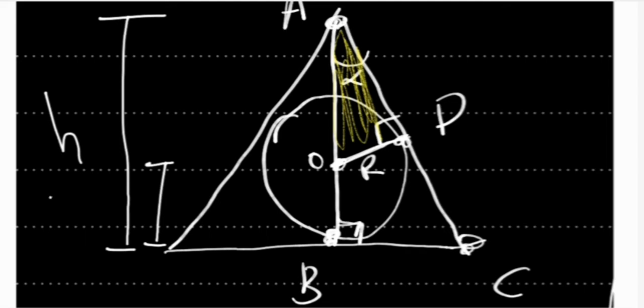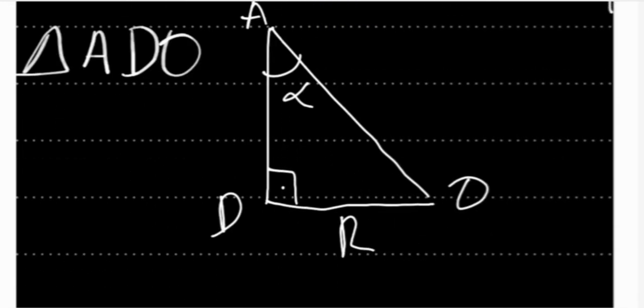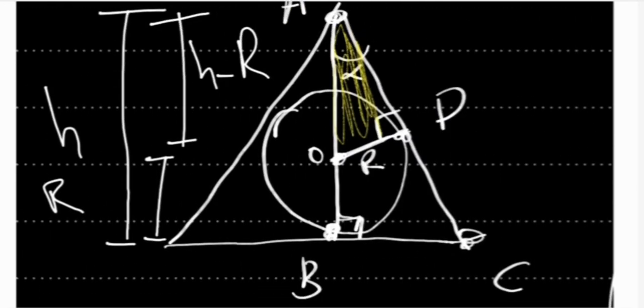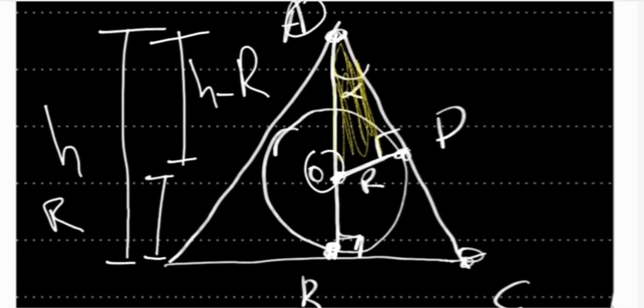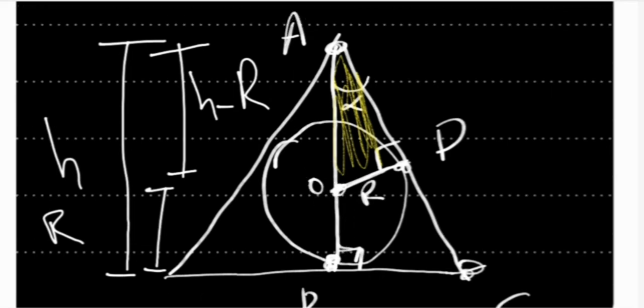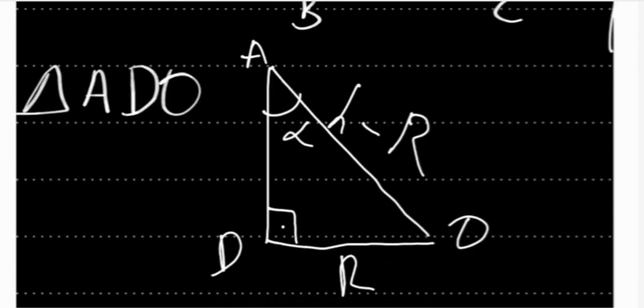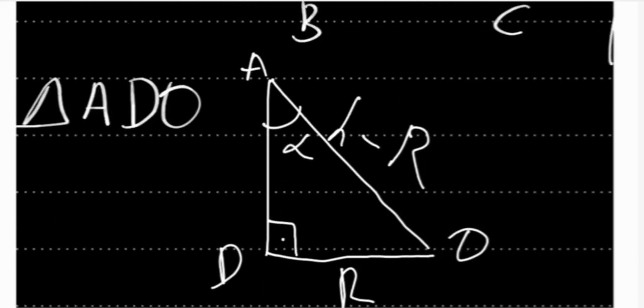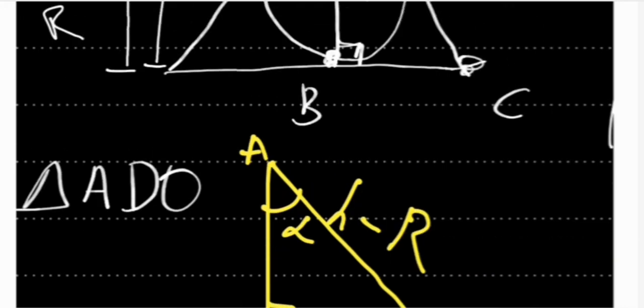This part over here is big R, right? This is R over here. So what is this? Well, this is H minus R, okay? From A to O is H minus R, because all of it is H, and this part over here is big R. So this is our triangle in yellow.